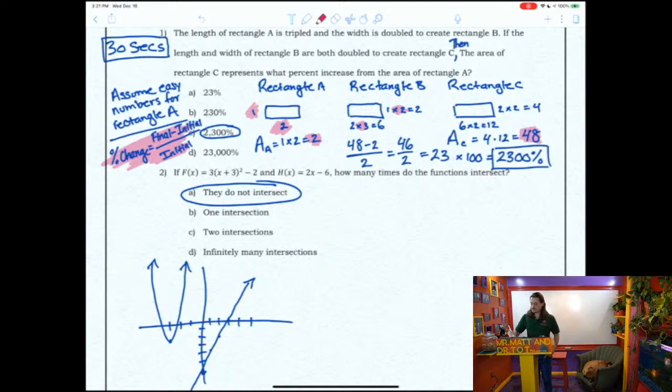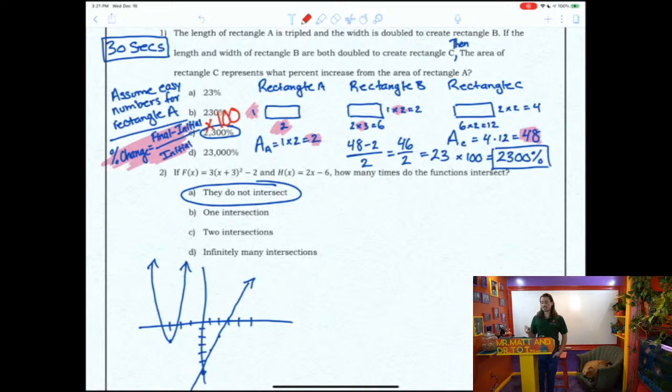So in fact, I'm going to just go ahead and write that in another color, times 100, because if you want a percentage, if you're going to write the percentage sign, you have to make sure that you've converted into a percentage.